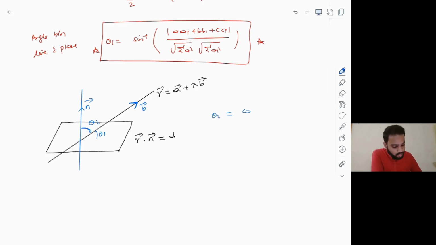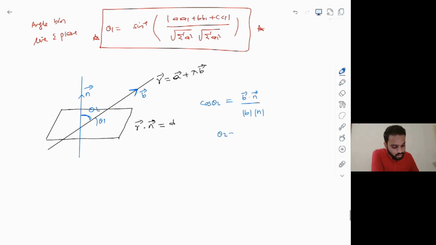Nothing but cos theta 2 is equal to the dot product, right? That is b bar dot n bar divided by mod b into mod n. And from there you get theta 2 is equal to cos inverse of b bar dot n divided by mod b into mod n. And finally, what we want is theta 1, which is nothing but pi by 2 minus theta 2.